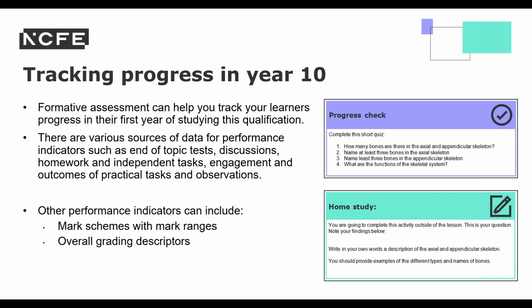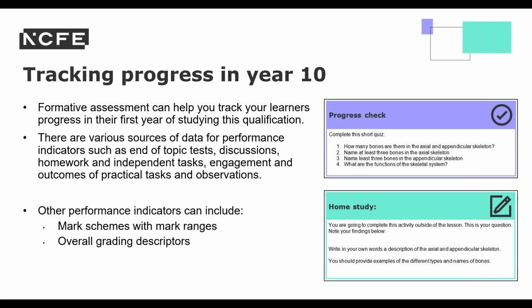Other performance indicators can include the mark scheme with mark ranges. It is worth noting that the range of marks in the mark scheme can also be performance indicators. For example, 7 to 12 marks would be a distinction, strong level 2 merit. 4 to 6 marks would be a merit, strong level 2 pass. And 0 to 3 marks would be in the level 1 range.